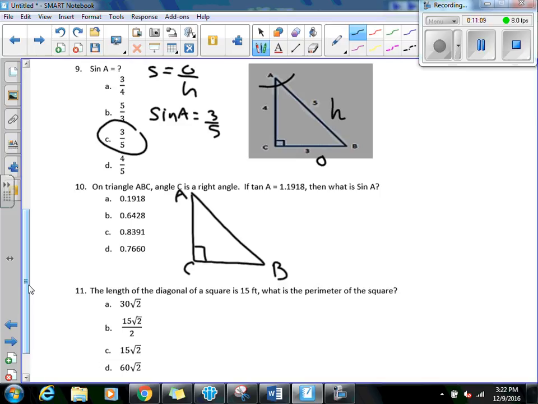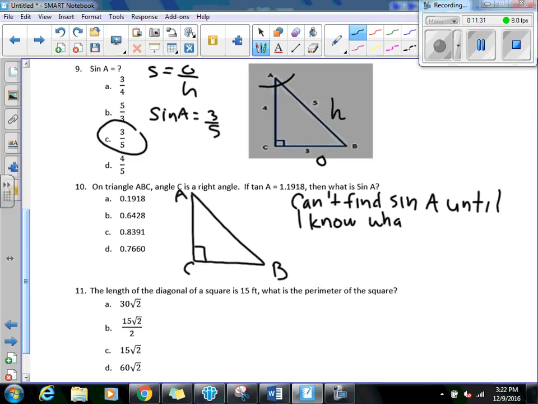Well, I don't even know if it was important to have the picture for this one, but let's just go ahead and work it out. So I cannot find the sine of A until I know what the measure of A is. And A is an angle.